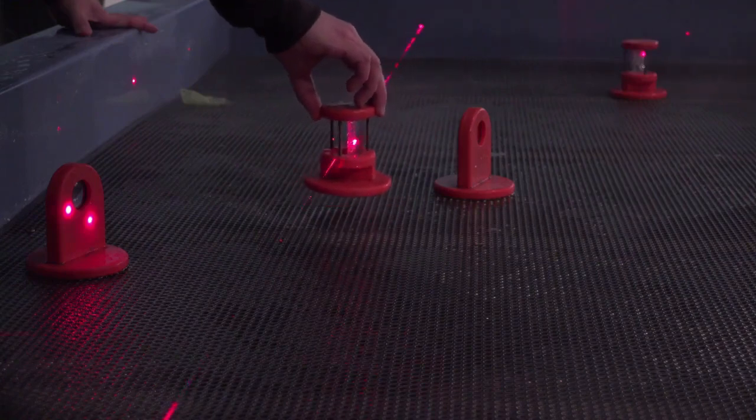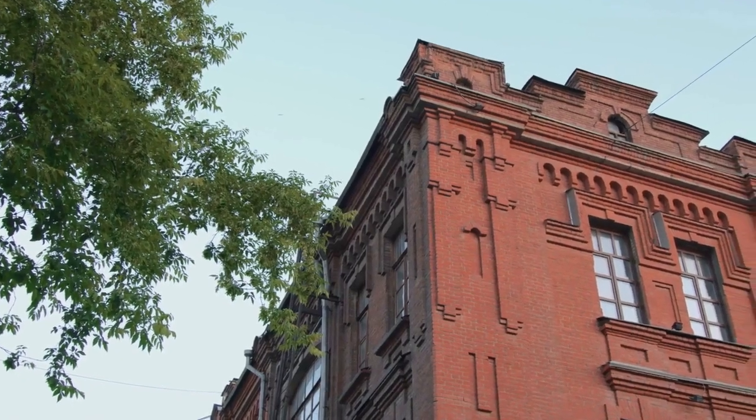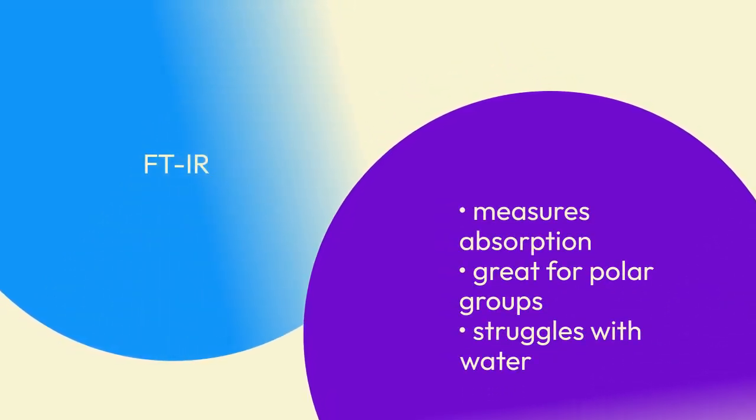However, Raman has its own kryptonite, fluorescence. Sometimes, the laser can cause a sample to glow brightly, and this fluorescence can completely drown out the very weak Raman signal. So, to summarize, FTIR measures absorption and is great for polar groups but struggles with water.